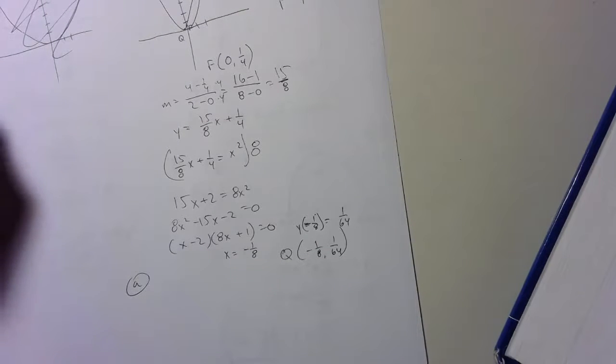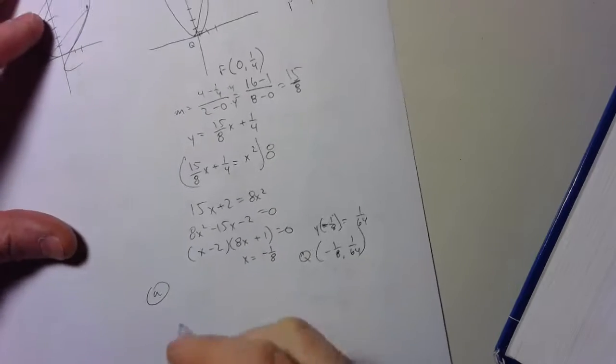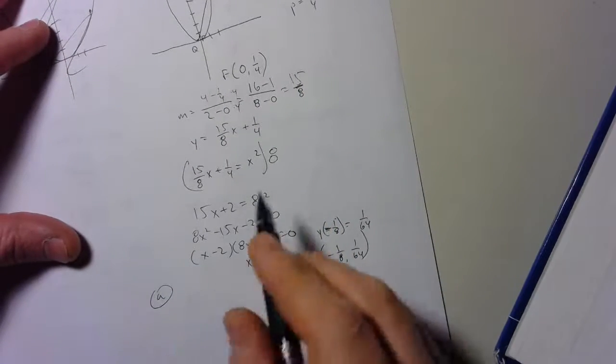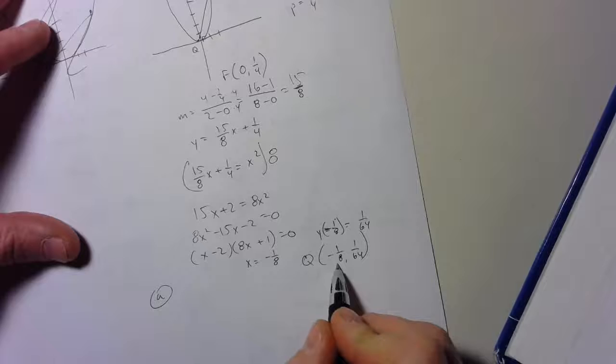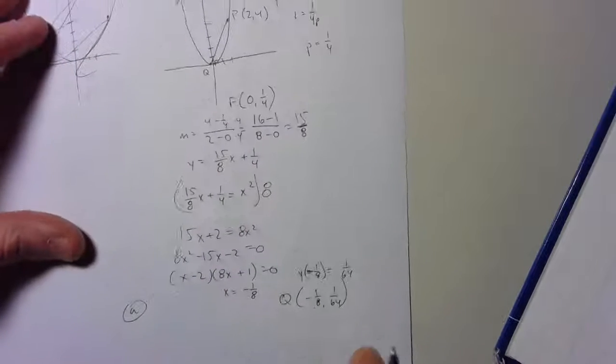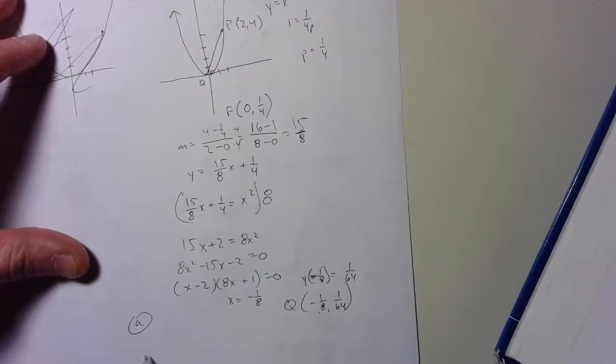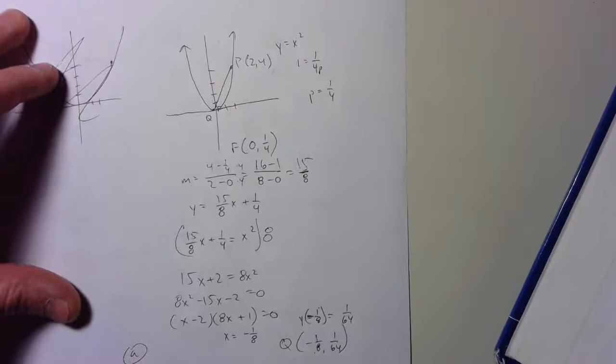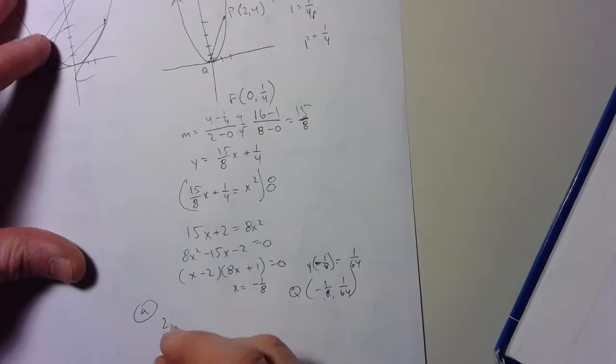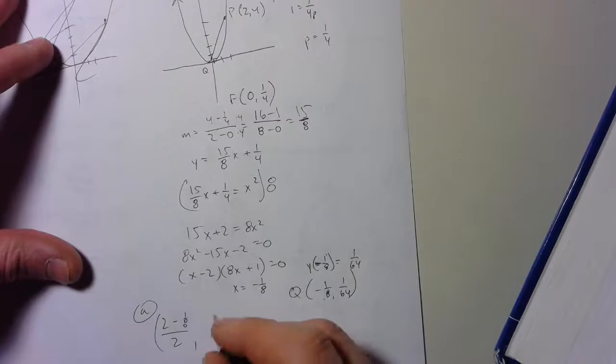Part B, find the coordinates of M, the midpoint of PQ. Well, that's really just finding this midpoint. If we have P at 2, 4 and Q at that point, we just average those two. So the average of 2 and -1/8 is 2 plus -1/8 divided by 2, and 4 plus 1/64 divided by 2. And you just work that out.